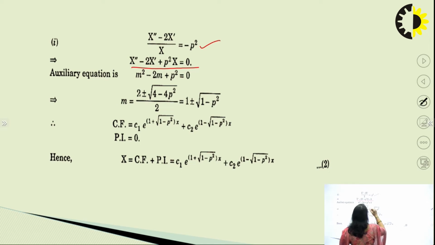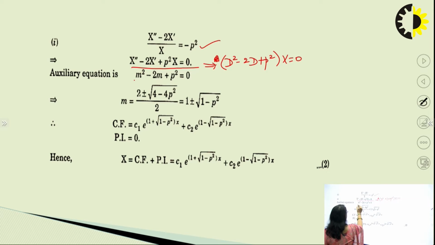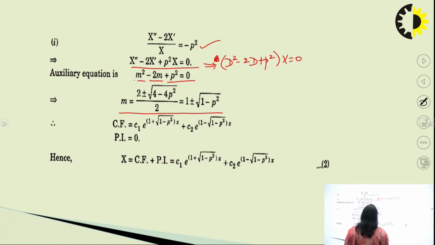To solve this, I'll use ordinary differential equation, because this equation is having auxiliary equation. This equation is of the form D square minus 2D plus p square x equal to 0. To solve such equations, we will replace D by m. So auxiliary equation becomes m square minus 2m plus p square equal to 0. This m on solving is found out to be equal to 1 plus minus under root 1 minus p square.